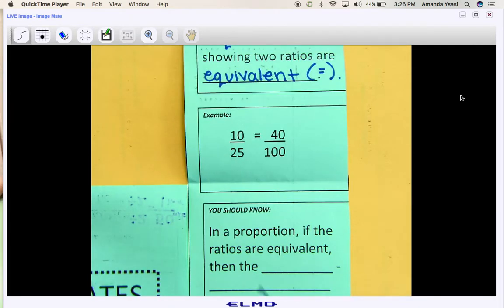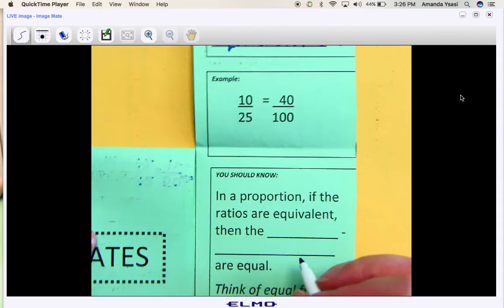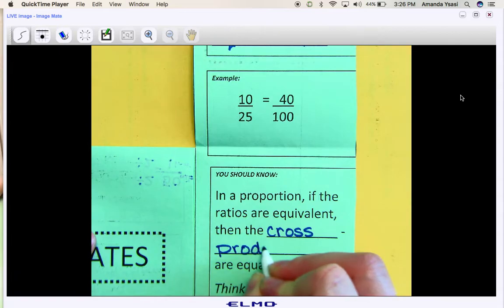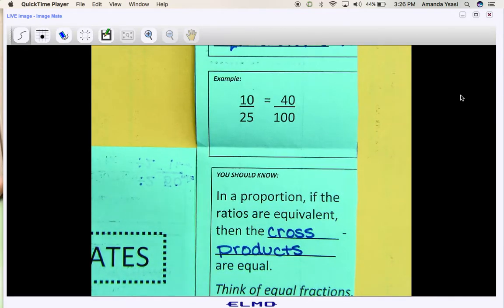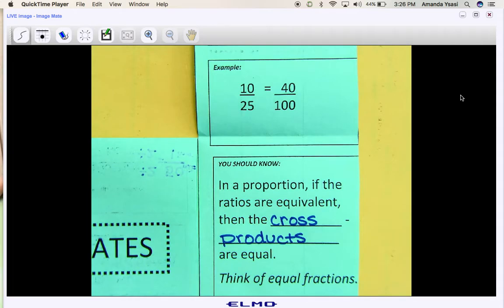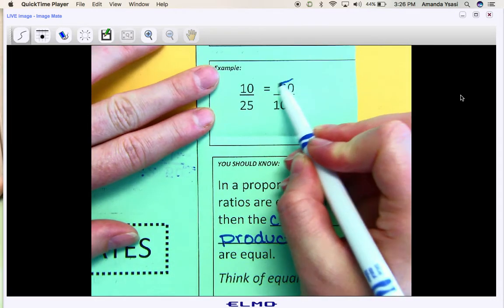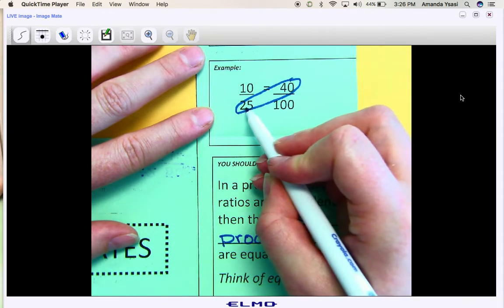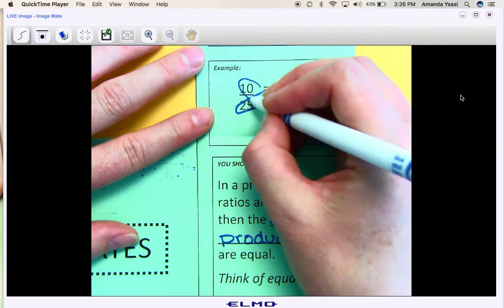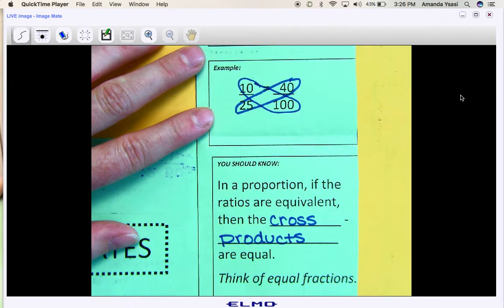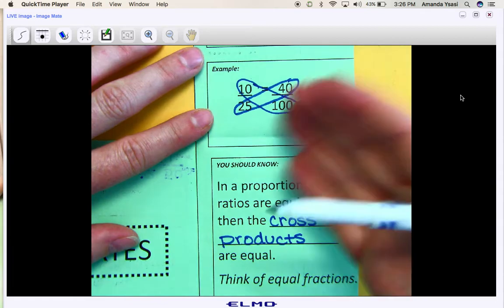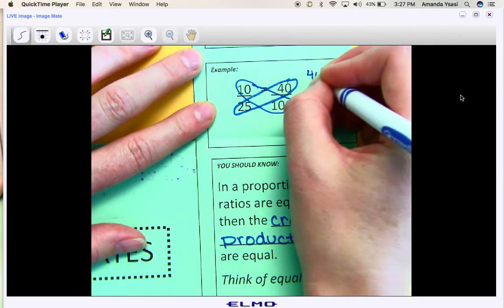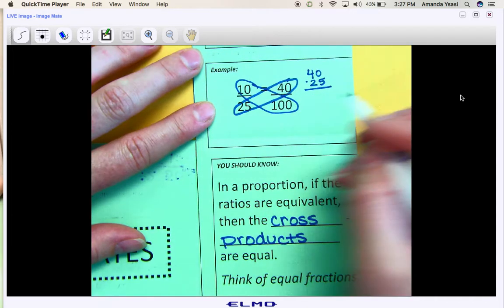In a proportion, if the ratios are equivalent, then the cross products are equal. So what I mean by cross products would be if I were to multiply the numerator and the denominator of the opposite one, I would get the same thing as if I multiply the numerator and denominator of the other one. A lot of you learned the butterfly method. Well, these are also called cross products. So if I multiply 40 times 25, I should get the same thing as 10 times 100.